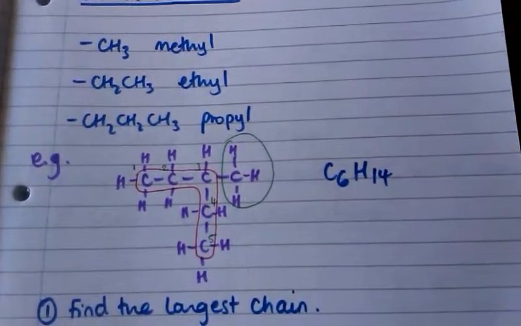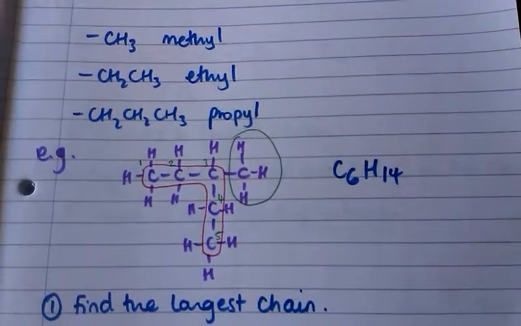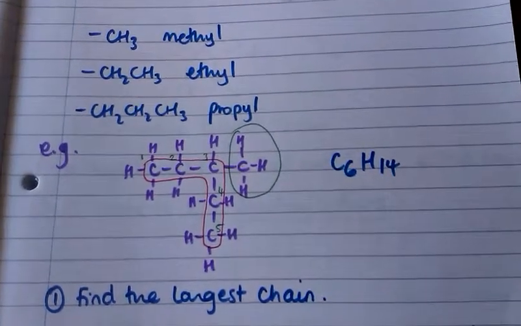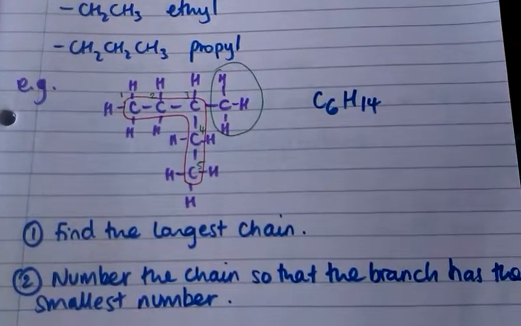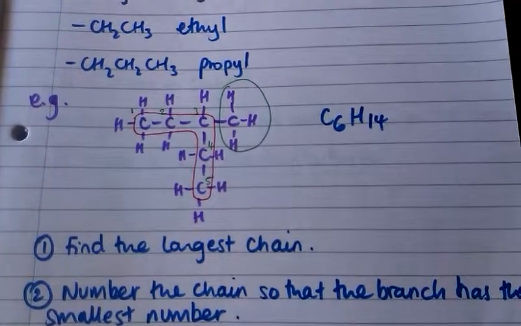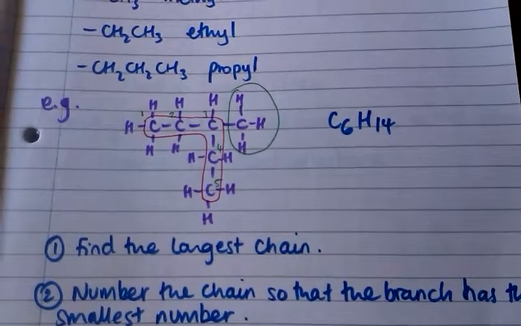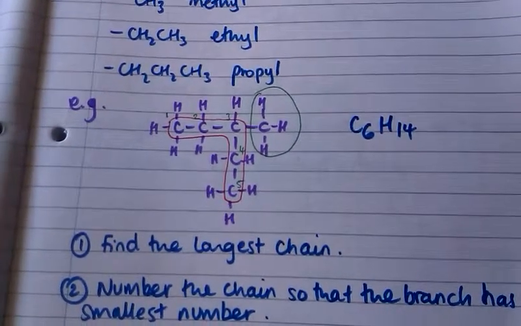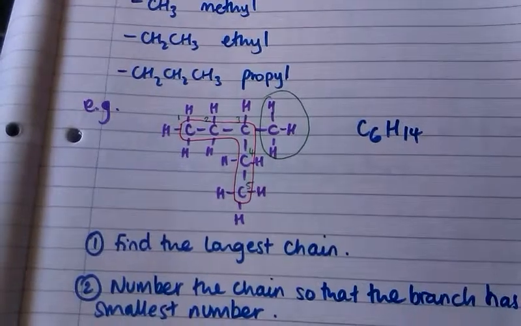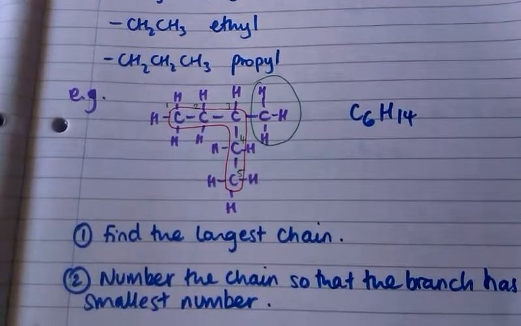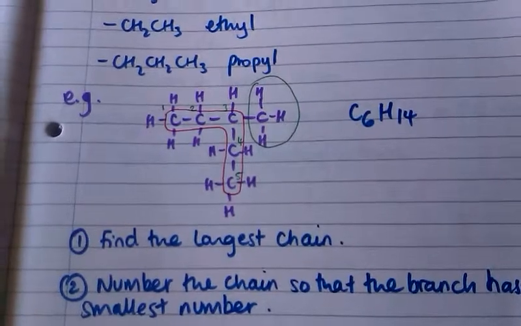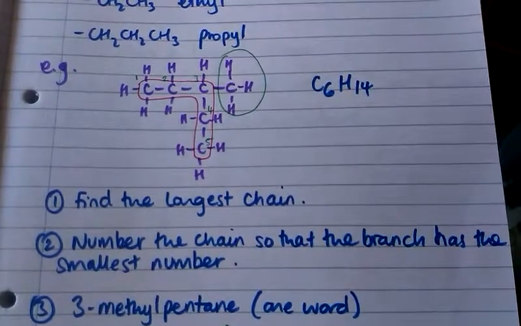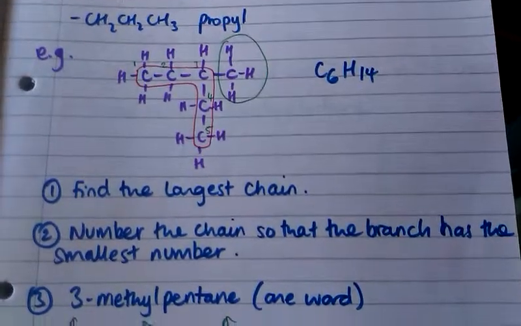Firstly, we need to find the longest chain. In this case it's 5 carbon atoms in the longest chain, and then we need to number that chain so that the branch, the methyl group, has the smallest number. Whether we number from left to right or right to left, the carbon that has the methyl group is the 3rd one along the chain. So the name of this branched alkane would be 3-methylpentane, and that's all written as one word.